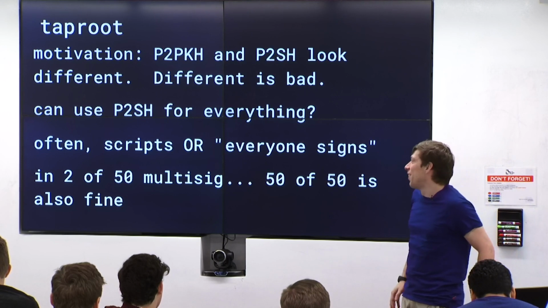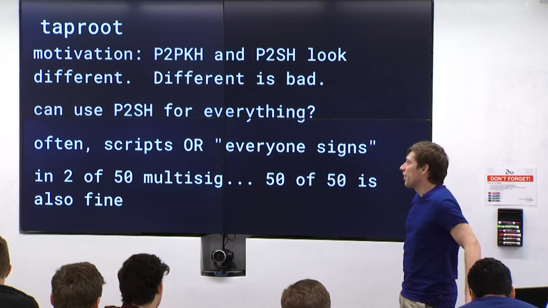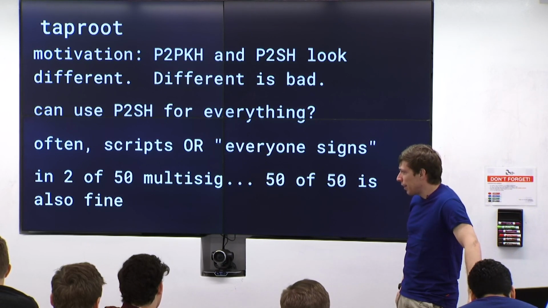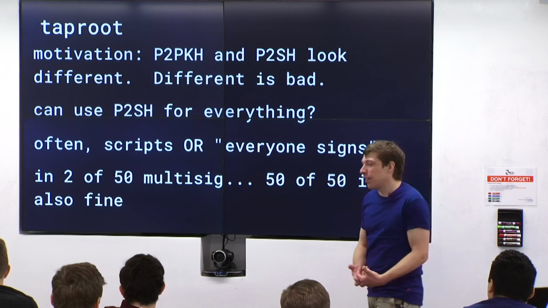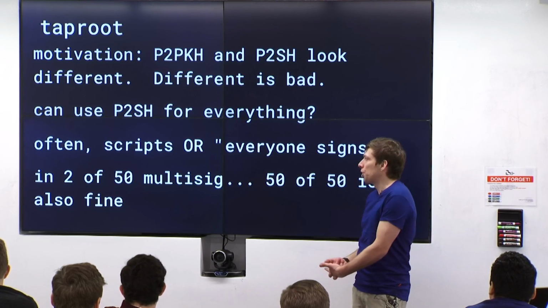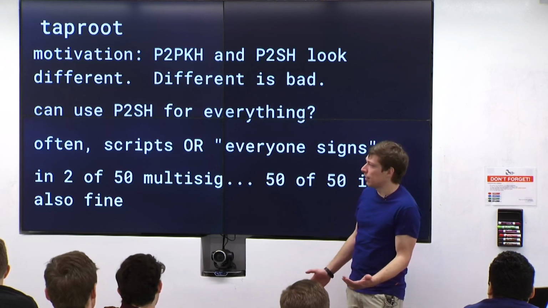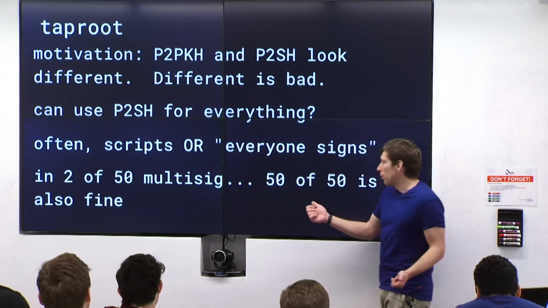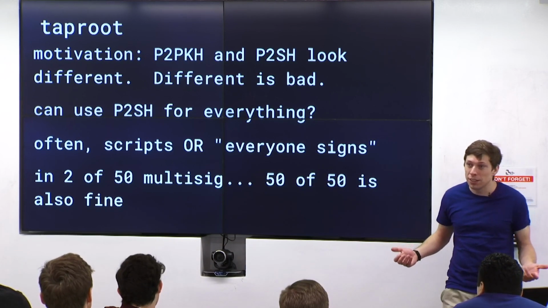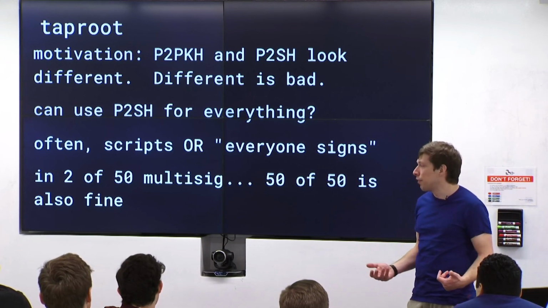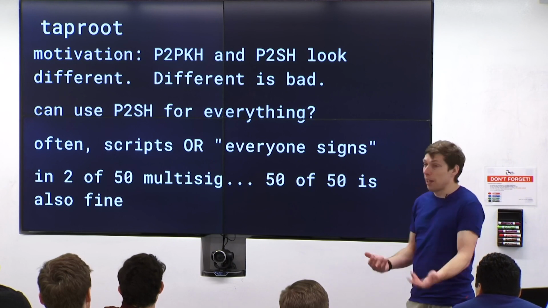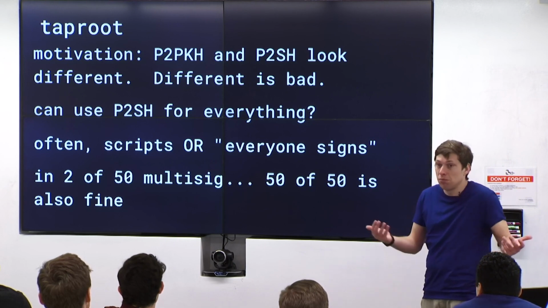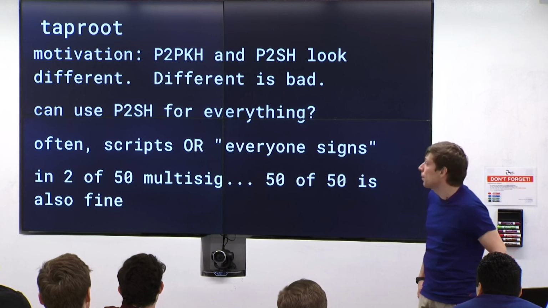So anyway. Okay, the other observation is that in most cases, with these sort of scripts, there's a hidden option, which is, or everyone signs. So in the case of like 2 of 50 multisig, well, if all 50 people sign, that's okay, right? That's no worse. So if it's 25 of 50 multisig, if all 50 people happen to sign, sure, there's no loss of security there.